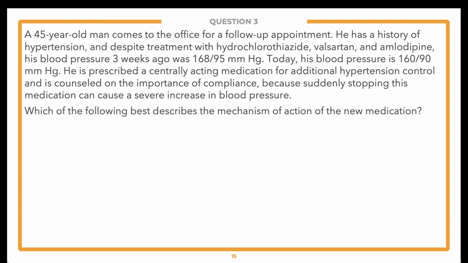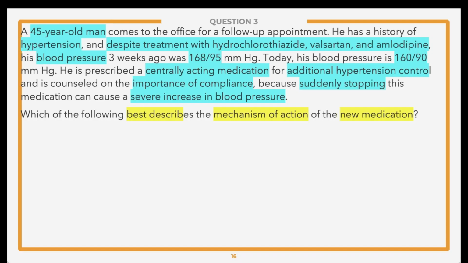Well, thank you very much, Jeff. So we've got a little bit of a tricky question here. So let's put our thinking caps on and take a look at some of these important clues in the vignette. So we know he's 45 years old, right? Got hypertension, and he's already being treated with 3 medications: hydrochlorothiazide, valsartan, and amlodipine, right? Blood pressure 3 weeks ago was 168/95, and today it's 160/90.